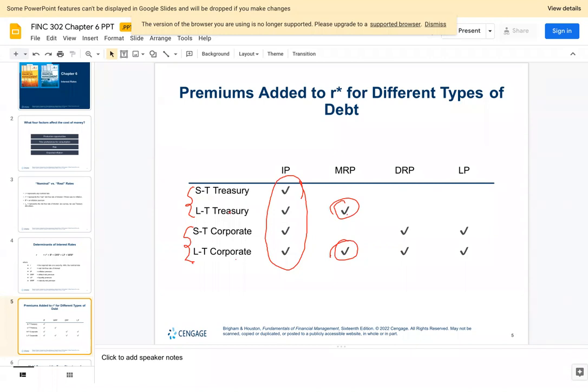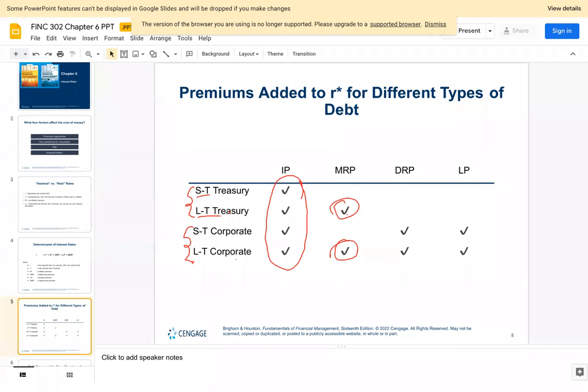What about the default risk premium? In other words, how likely will the issuer honor the obligation? Well, Treasury securities, whether short-term or long-term, we said they are the closest things that we have to risk-free securities.